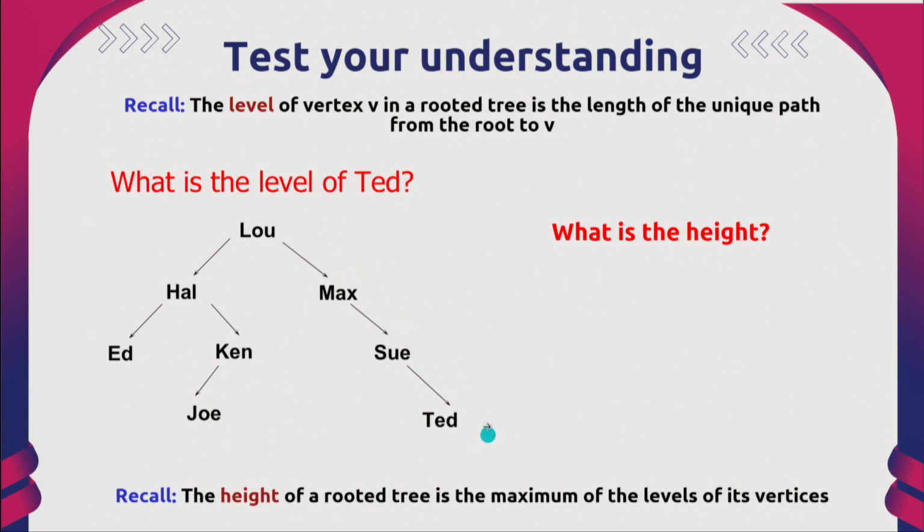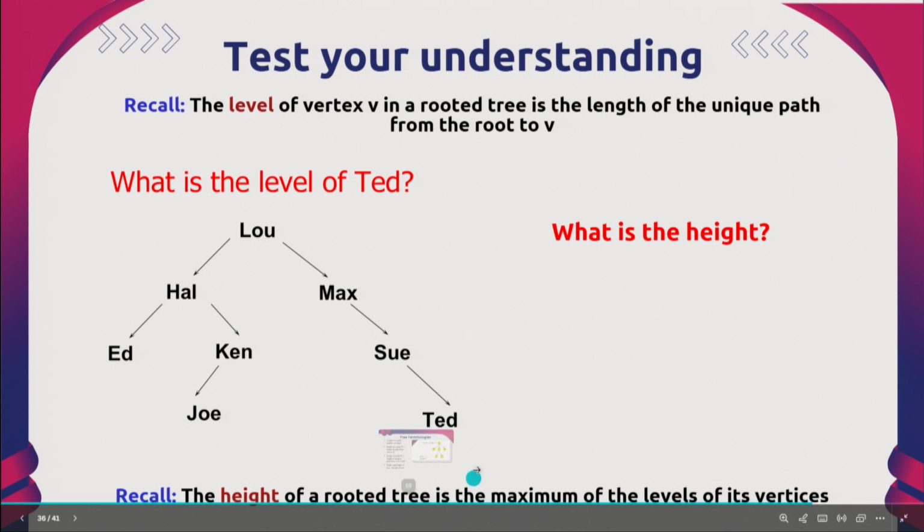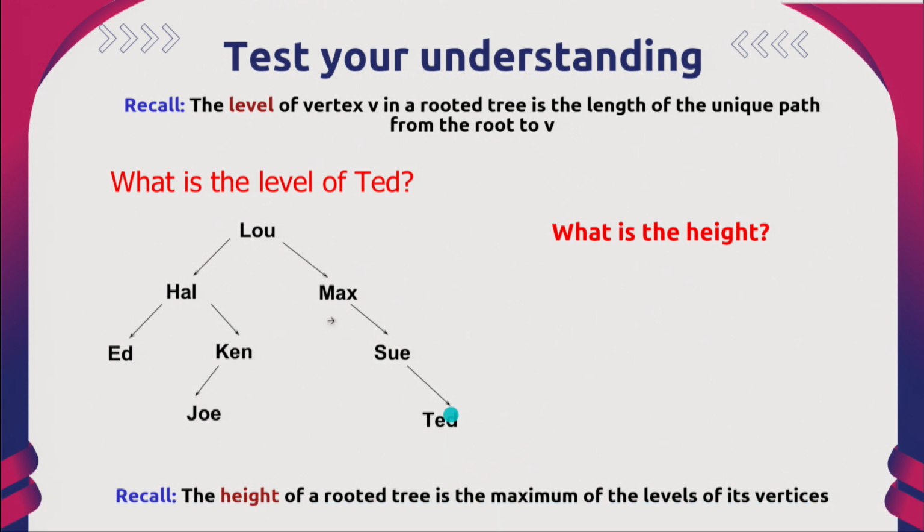And here the height of the tree, as you know, should always be calculated from the leaf to the root. So, here the deepest leaf is, when you consider Ted, at 3 hops from the root. And when you consider Joe, it is also at a height of 3 hops from the root. So, we can see that the height of the tree is also 3 in this case.